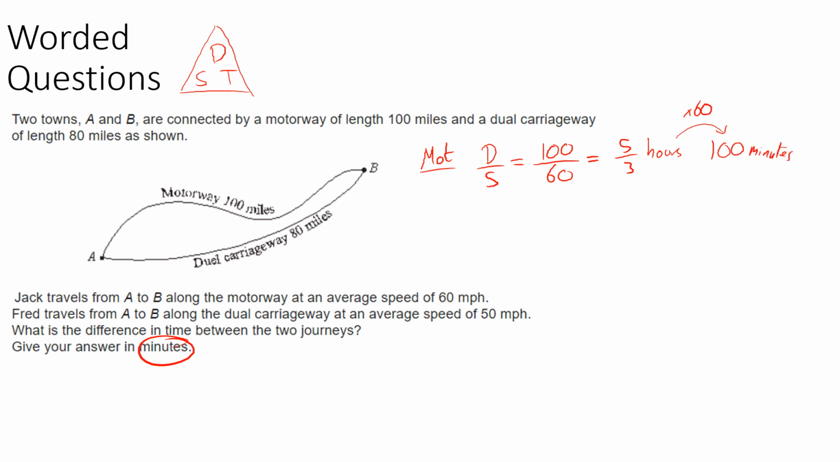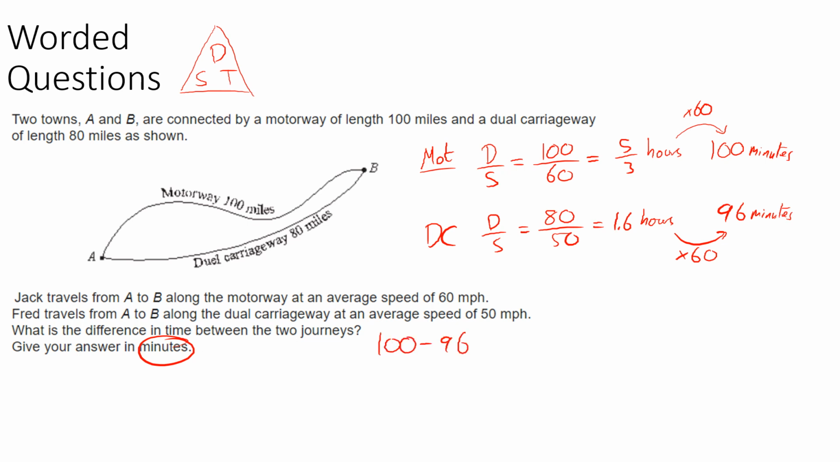And let's do the same for the dual carriageway. The dual carriageway, we again want to do distance over speed. We're going to do 80 miles this time over 50 miles per hour. That's going to give us 1.6 hours. But again, let's just change that all to minutes, and that is 96 minutes. And then answering the question becomes quite straightforward. What's the difference in time? We just need to do 100 minus 96. It's a 4-minute difference. So well worth building that motorway.